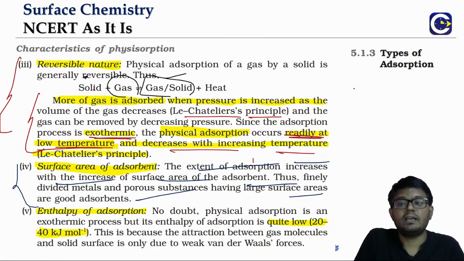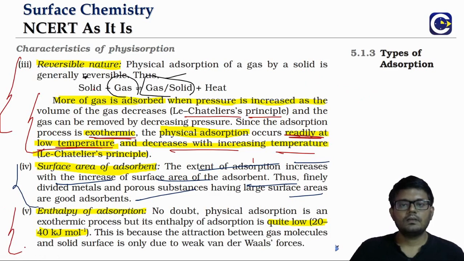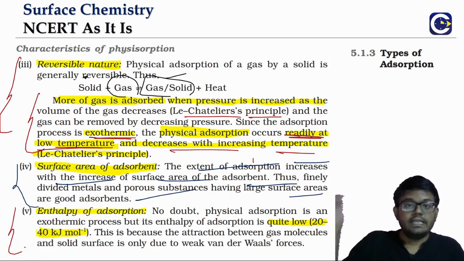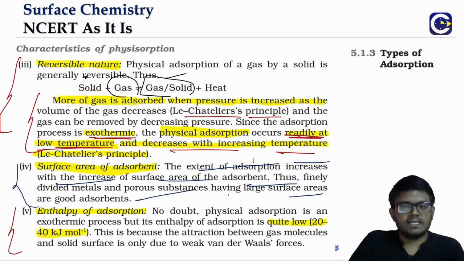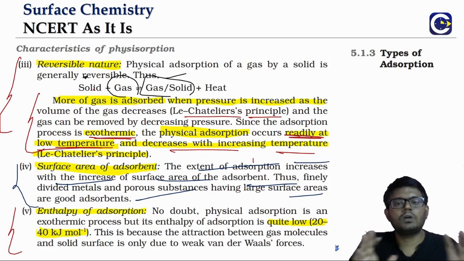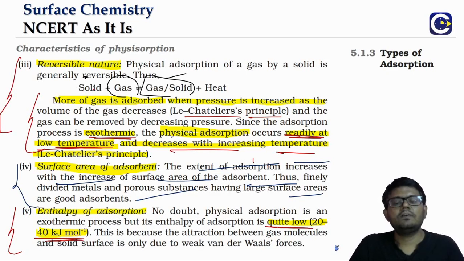Because it will be able to provide larger surface area. And when you look at the enthalpy of adsorption, here we are discussing the physical adsorption. Then we will go and discuss the chemical adsorption. But both physical adsorption and chemical adsorption, both of them are what? Exothermic. But the enthalpy of adsorption will be less in case of the physical adsorption.